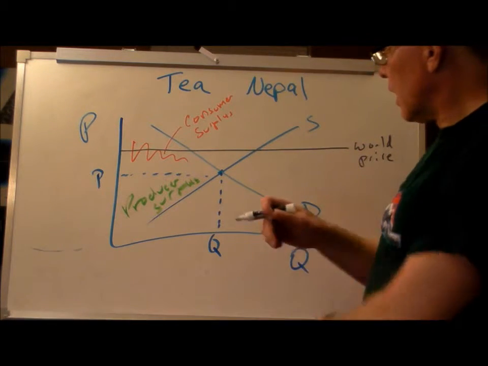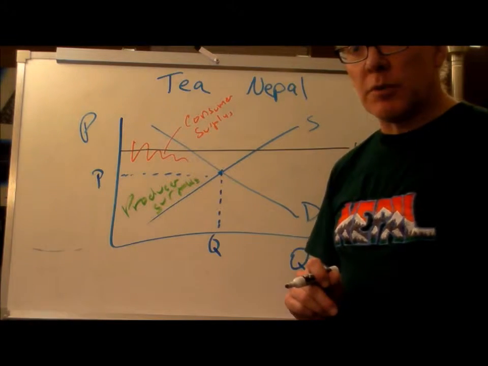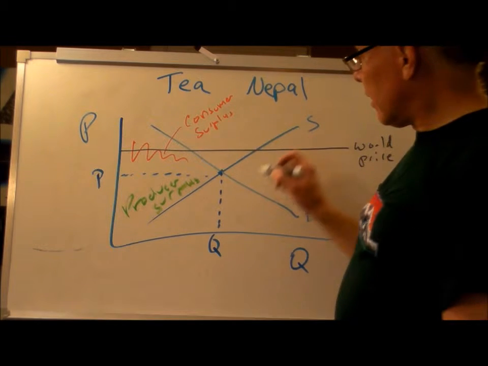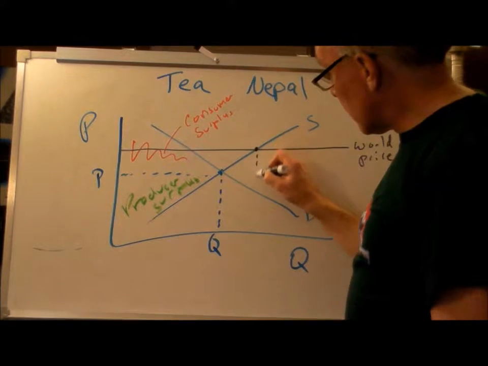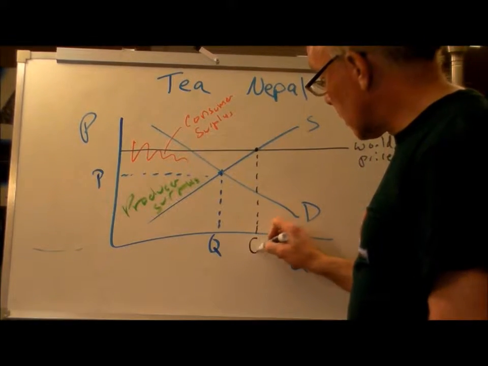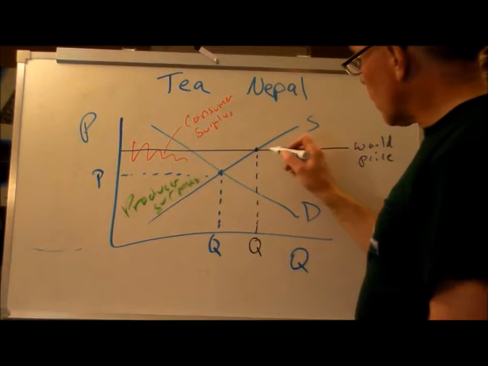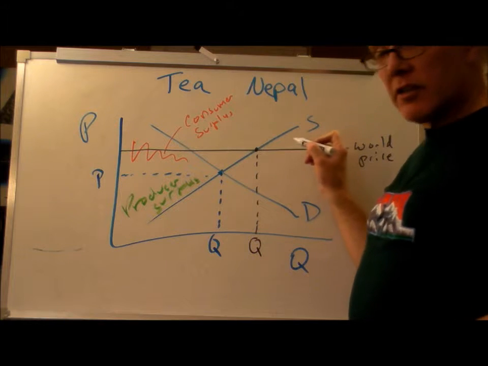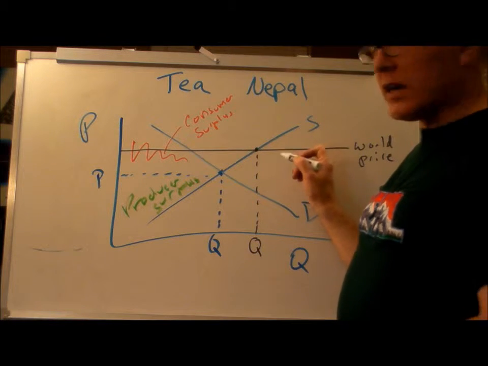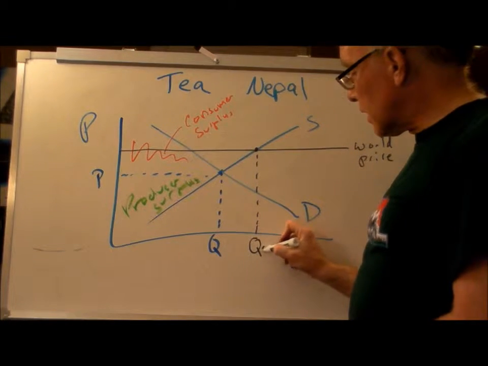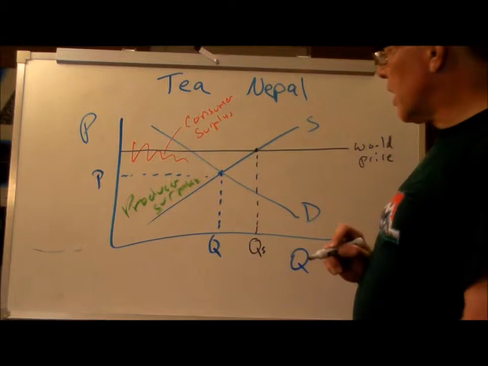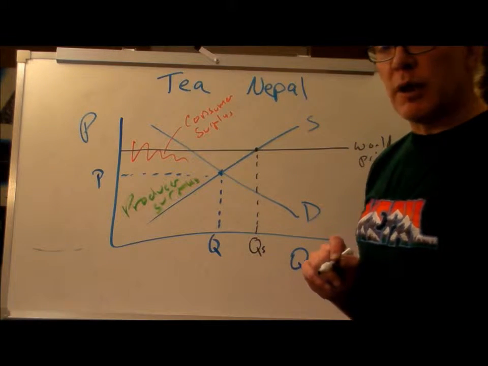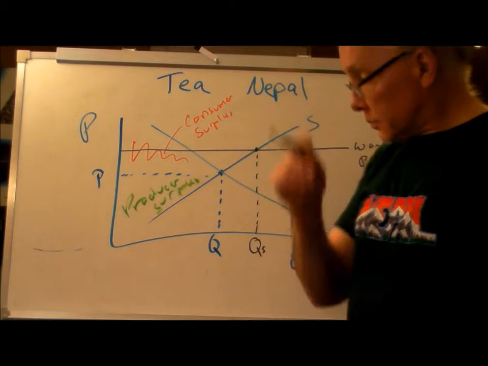And so how much tea will they want to produce? Well, that's easy to find out. They're going to want to produce this quantity, where the supply curve hits the world price. If they can sell as much tea as they want at the world price, they'll want to sell this quantity. That's going to be the quantity supplied at the world price by Nepal tea producers.